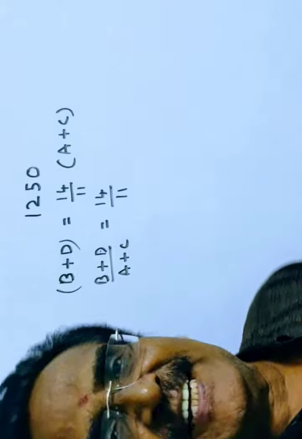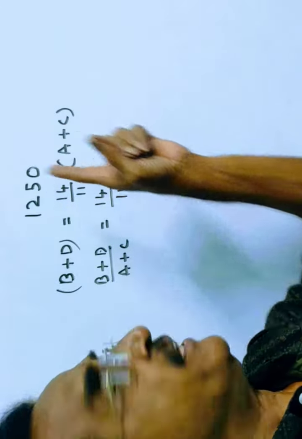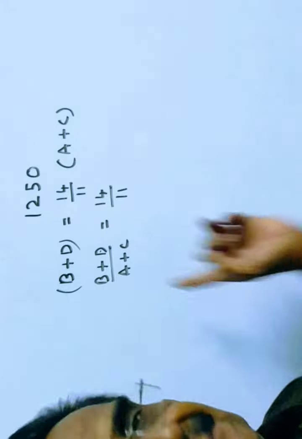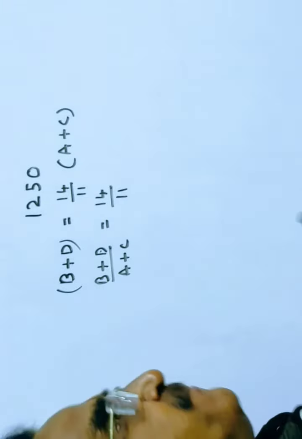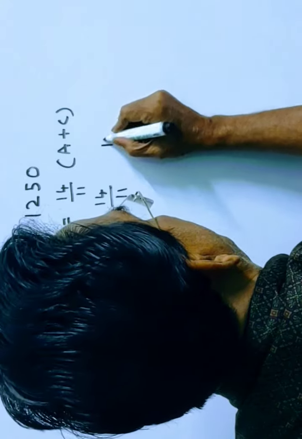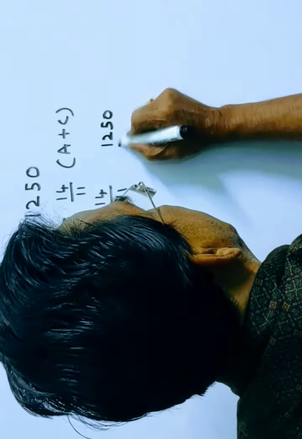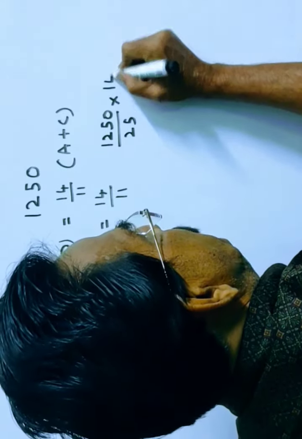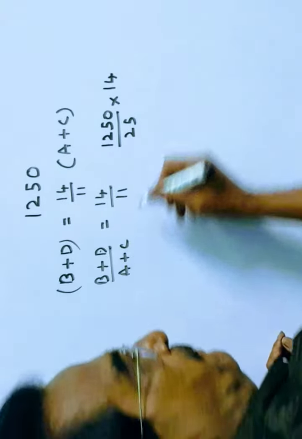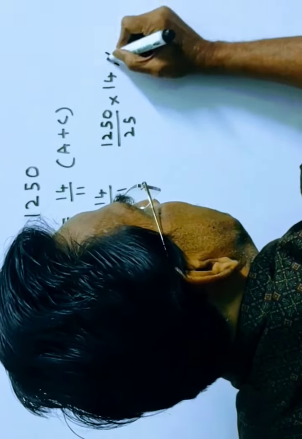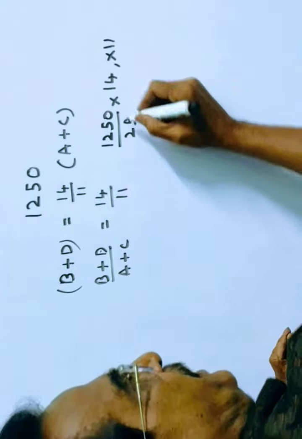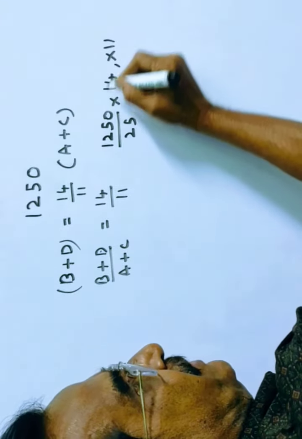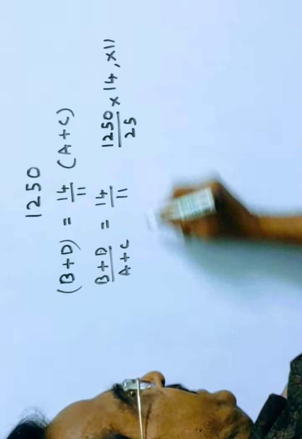Friends, now let us divide 1250 in the ratio 14:11 so that we get B plus D and A plus C. So friends, 1250 by 14 plus 11, 25. By multiplying with 14, we get the share of B plus D, and with 11, we get the share of A plus C. Friends, 25 50s, 50 into 14, 700.